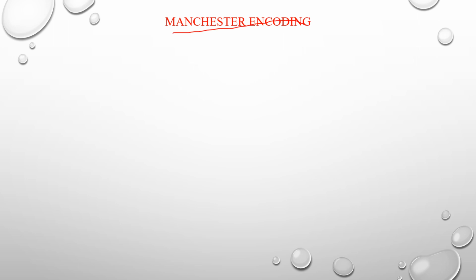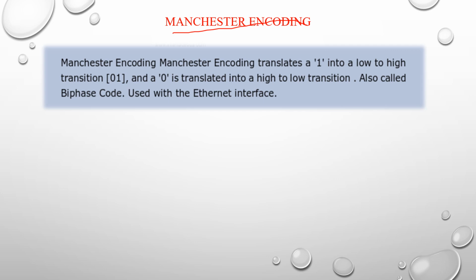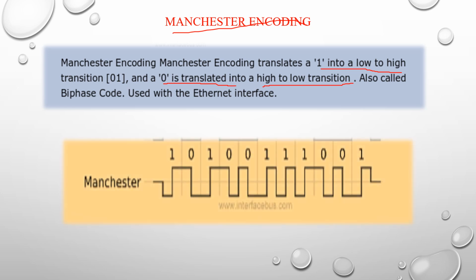Manchester encoding is one of the line coding techniques. Manchester encoding translates a 1 into a low to high transition, and 0 is translated into a high to low transition, also called a biphase code, used with the Ethernet interface. Let's consider one specific example.